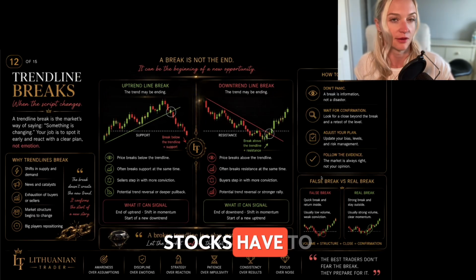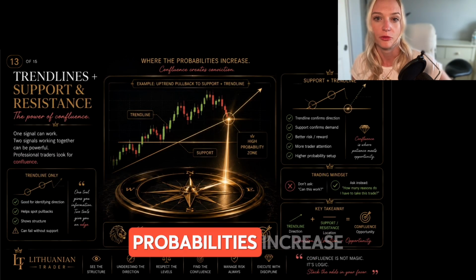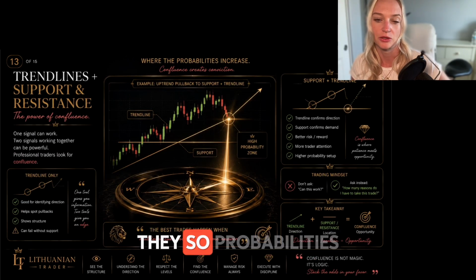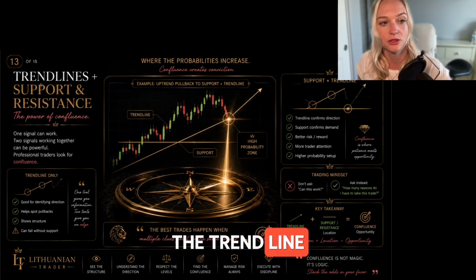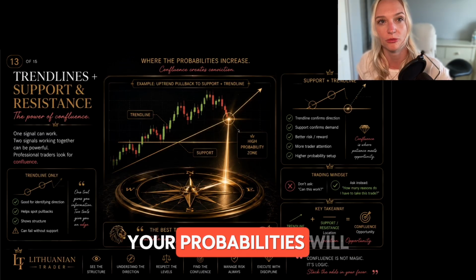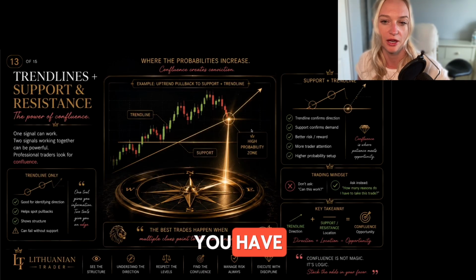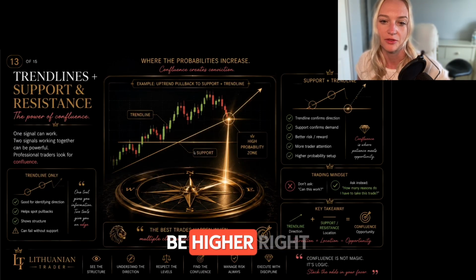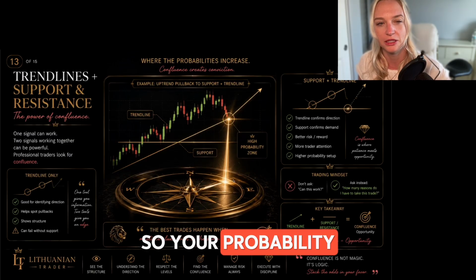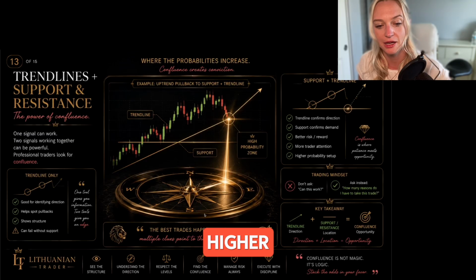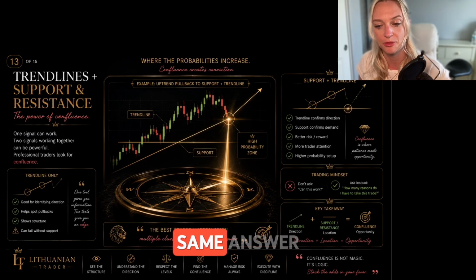Even the best stocks have to pull back because they can't find buyers anymore. So where the probabilities increase, when we combine everything, the trend line, support, and resistance, your probabilities will increase. And the more you learn about the market, the more experience you have, your probabilities will be higher, right? So if you have the support zone, and we have the trend line break, your probability to achieve your goal is higher. And the best trades happen when multiple clues point to the same answer.